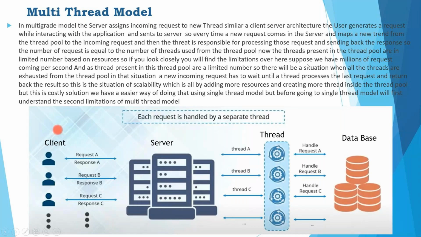Suppose we have millions of requests coming per second, and as the threads present in the thread pool are a limited number, there will be a situation when all the threads are exhausted. For each thread you are having one request, so this will not work. In that situation, a newly coming request has to wait until the thread processing the last request has completed.